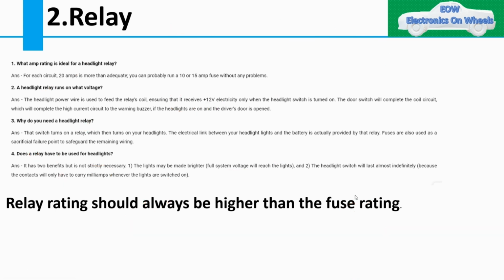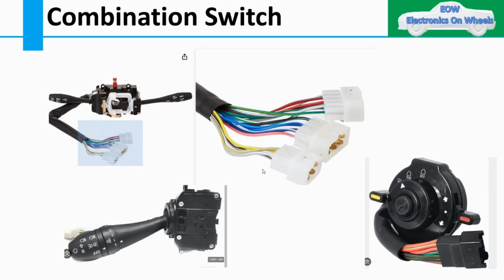What is the reason for using the relay in headlights? I hope you understood. There are many reasons for using a relay for the headlight, because you are controlling the higher current with the help of lower current circuits. So these are the benefits. I hope now you are clear about the role of a relay in any circuit, not only in headlights. And the relay rating should always be higher than the fuse rating. What the fuse rating is and how to calculate it, I have already told you. So let's move to the combination switch.